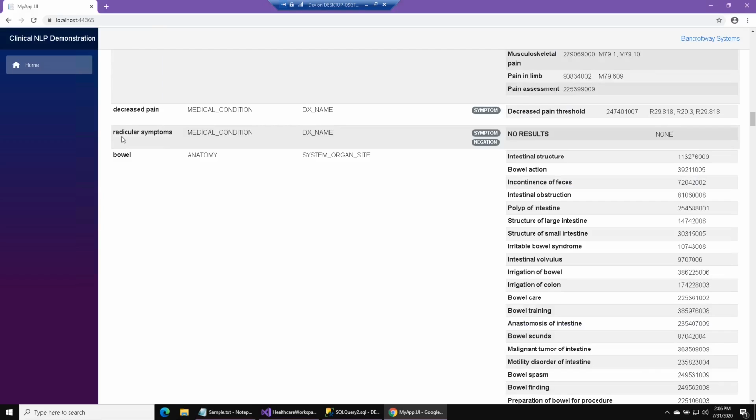So this is one of the very important technological leaps that we have recently made in artificial intelligence with our technology. It is called negation, because there are many ways to say something is not there. For example, the clinician might say there's no indication of radicular symptoms. I find no evidence of radicular symptoms. There are many ways of saying no, something does not exist.